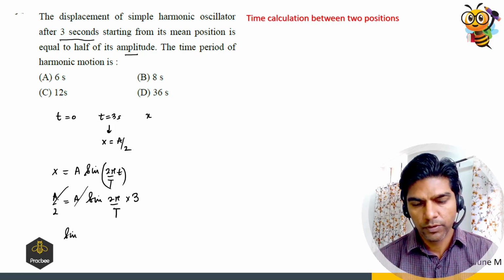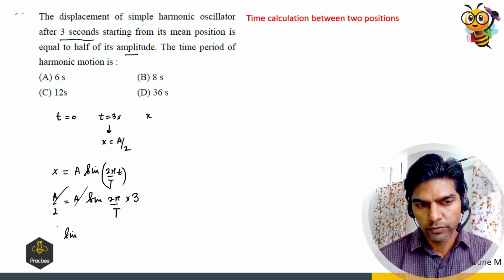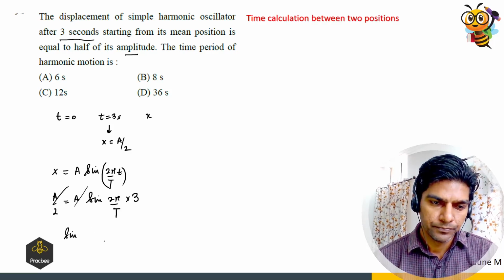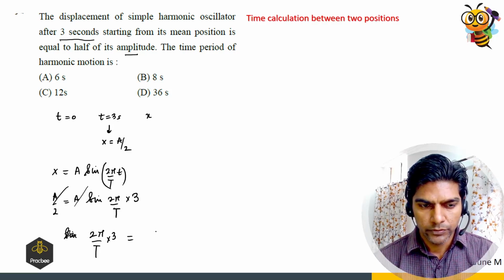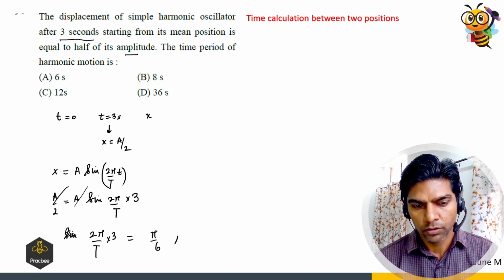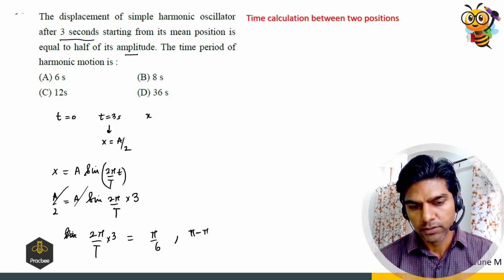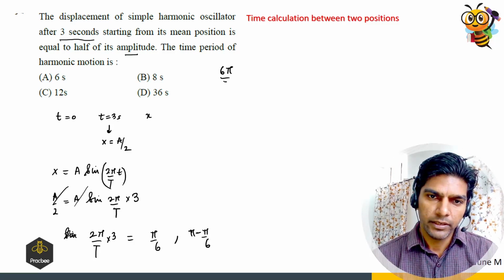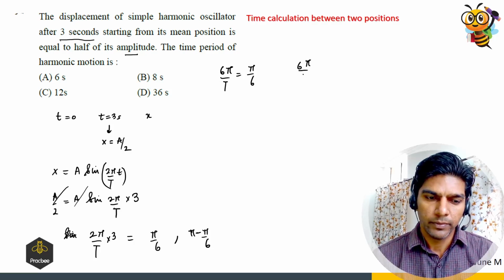So sine of the angle equals 1 by 2, so there are two possible answers. We can say 2 pi by T times 3 has two possible values. The first will be 30 degrees, or you can say pi by 6, or pi minus pi by 6. Okay, right. So let us try to find. So 6 pi by T equals pi by 6, or 6 pi by T equals 5 pi by 6.